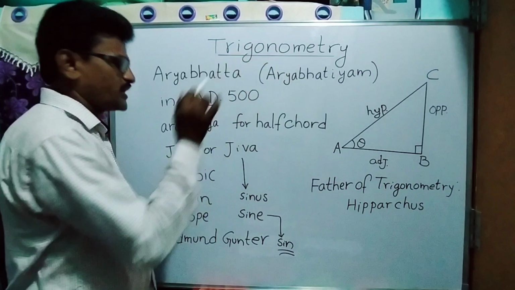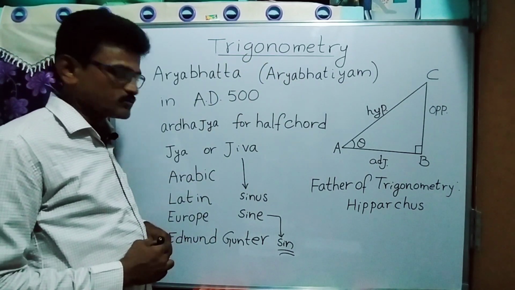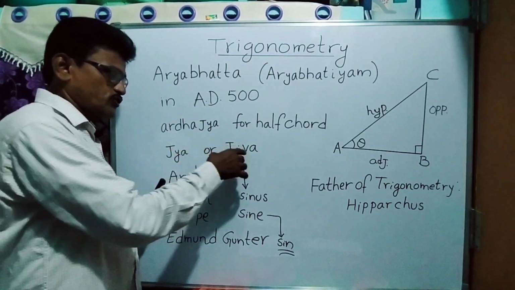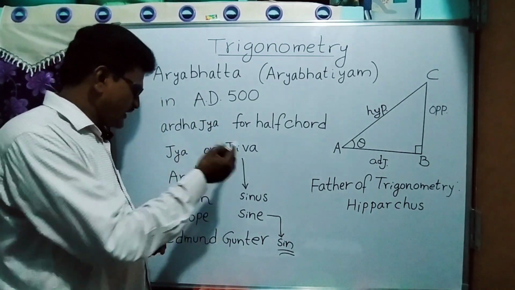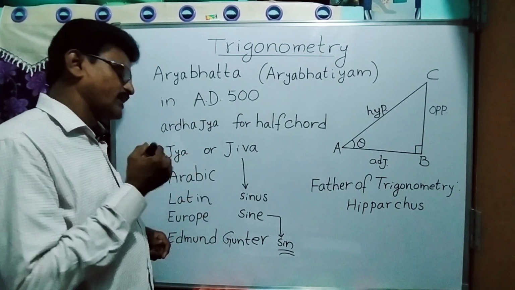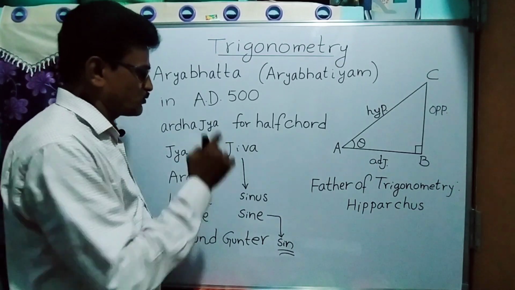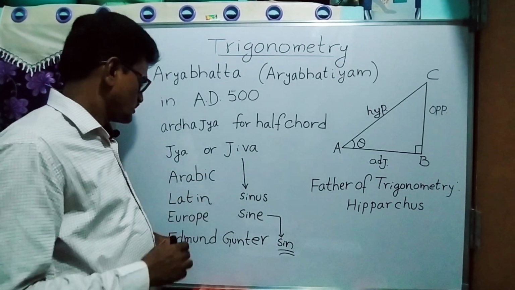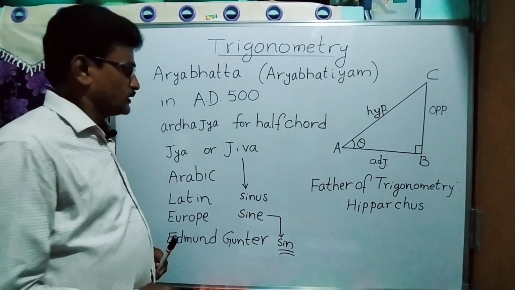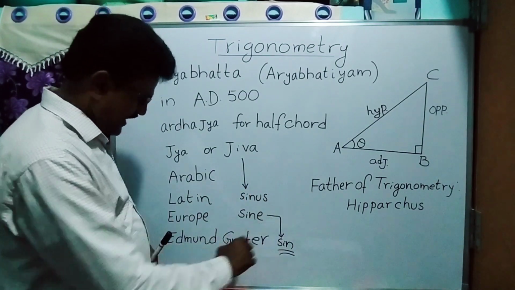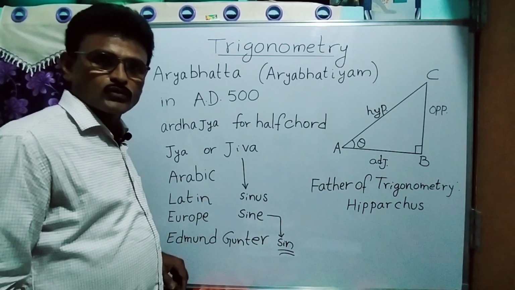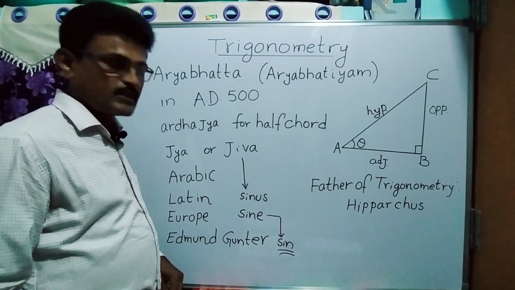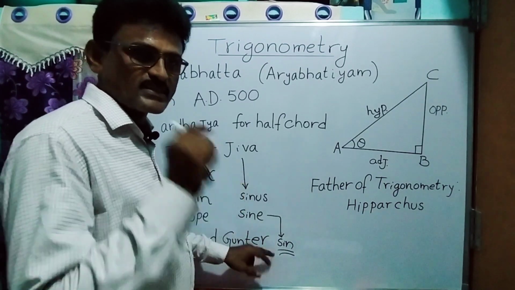Next, this Aryabhatiyam was translated into the Arabic language. In Arabic, jiva is not the same word. But when the Arabic was translated to Latin, they changed jiva to sinus. Next, in Europe, they changed sinus to sine, and it was Edmund Gunter, an English professor, who first changed sine to simply sin.